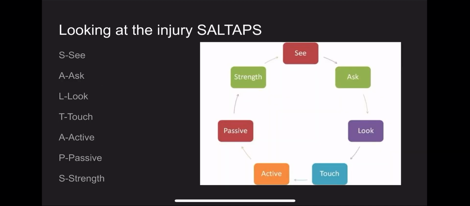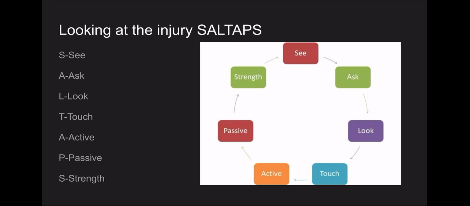So, looking at the injury with SALT TAPS, the first step is to see the injury occur, and the mechanism of the injury. Second step is ask the casualty what is wrong and where they have the pain. Third step is look for signs of bleeding, deformity of limbs, inflammation, swelling, and also redness. The fourth step is touch the injury, for signs of heat, tenderness, loss or change of sensation, and pain.